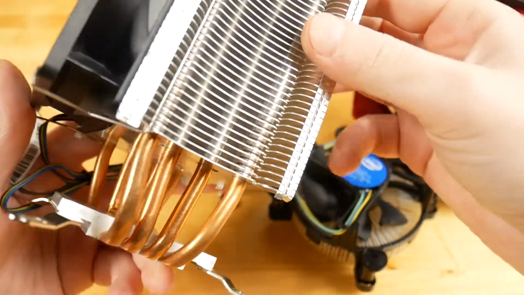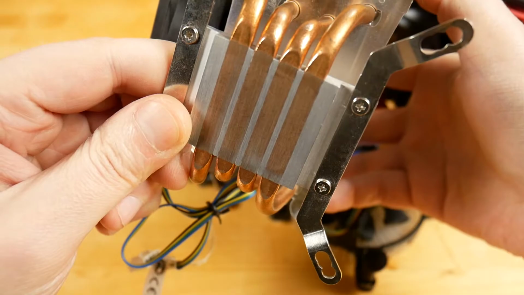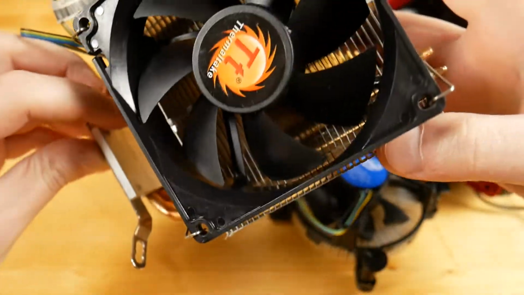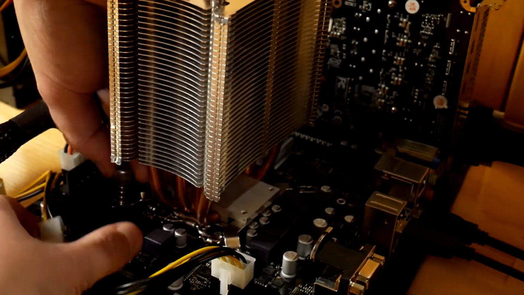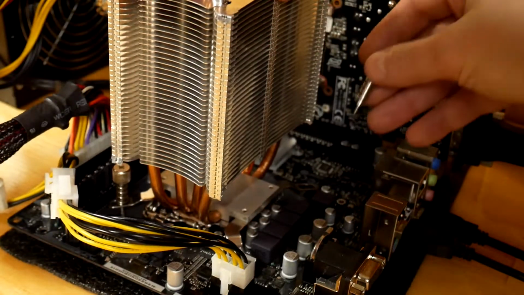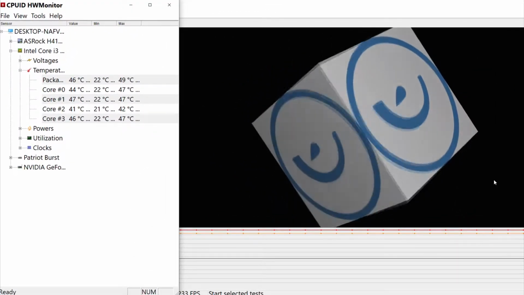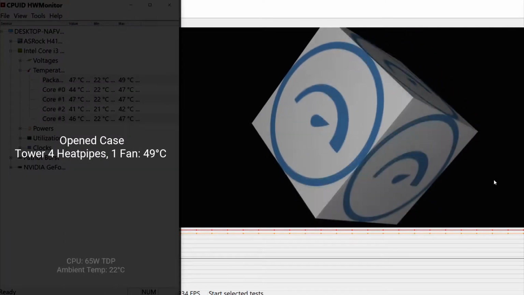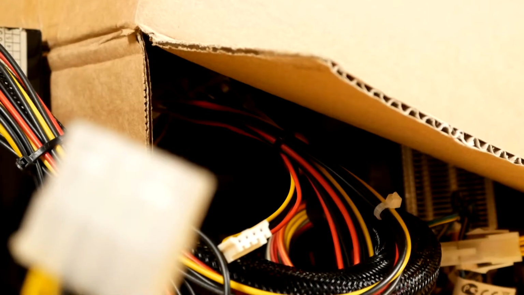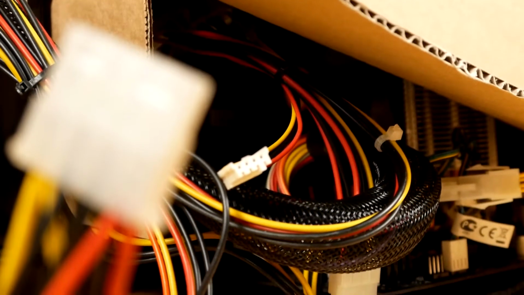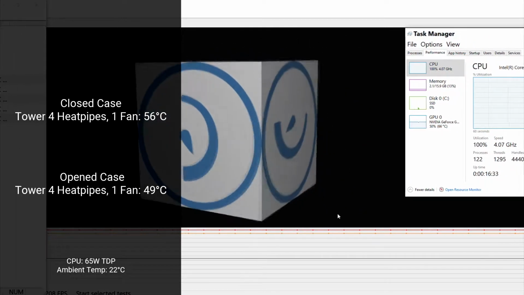The Thermaltake Contac 21 was reviewed in a previous video. It has 4 heat pipes and one 92mm fan. Its mounting system is all metal and very easy to mount. Open, simulating a well ventilated case, temperature stops at 49 degrees, 8 degrees below the low profile cooler and 13 degrees below the stock cooler. With the motherboard covered, it hits just 56 degrees, which is actually 6 degrees below the stock cooler when it was completely open.